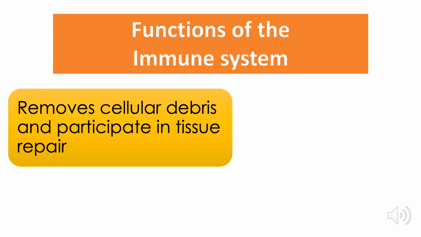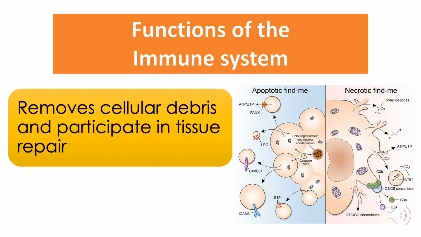The third function of our immune system is to remove cellular debris, and they can also participate in tissue repair. So for you to understand this one, I want you to take a look at this photo. Cells in the body, especially the old ones and the damaged ones, undergo apoptosis if it is part of the normal physiologic process, meaning the cell has to die because there's something wrong with the cell and it will commit itself to programmed cell death. While some cells die because they are subjected to injury, and you call that necrosis. But the point is, both apoptosis and necrosis will lead to the production of cellular debris.